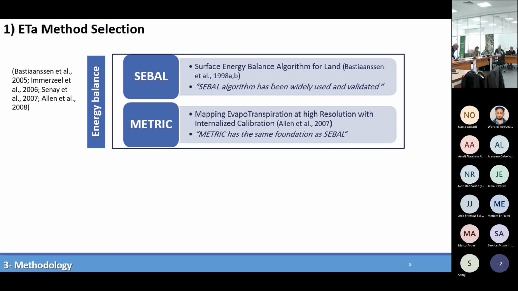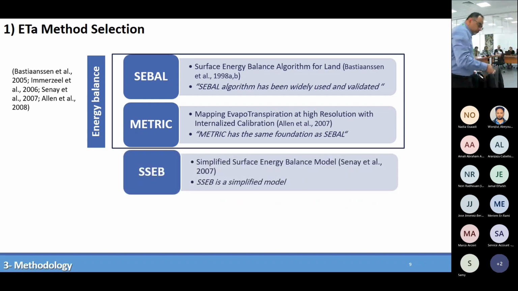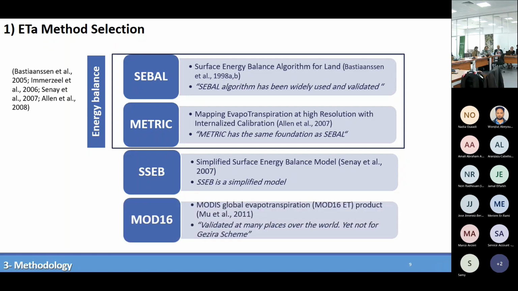The problem with the energy balance equations or algorithms is that they are really complicated and take a long time to apply. That's why we have selected the simplified surface energy balance model. It is a simplified model just to reduce the amount of work compared to the other models. We also used one of the available products, which is MOD16. It's delivered from the MODIS sensor via remote sensing, and it has been validated for many places all over the world, but not yet for the Gezira scheme.